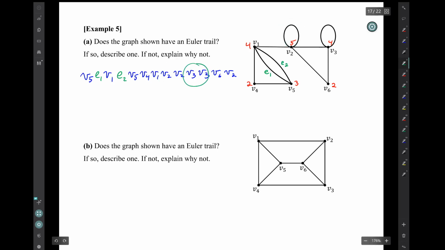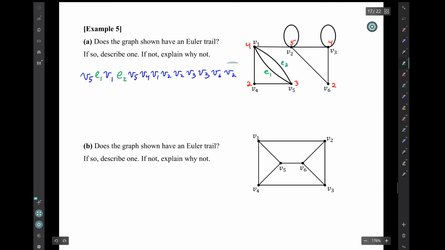Also notice I list V3, V3. That can only happen by going around that loop. Notice that this trail starts at V5. That's one of the odd numbered vertices, and it ends at V2, which is one of the odd degree vertices as well.